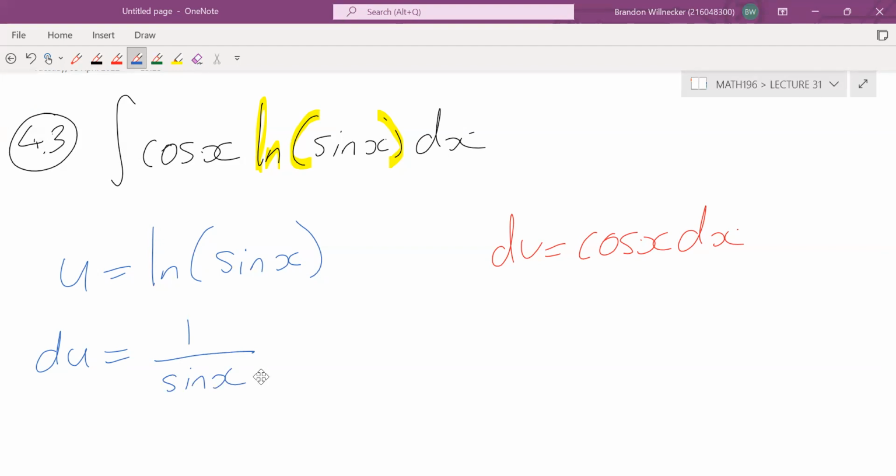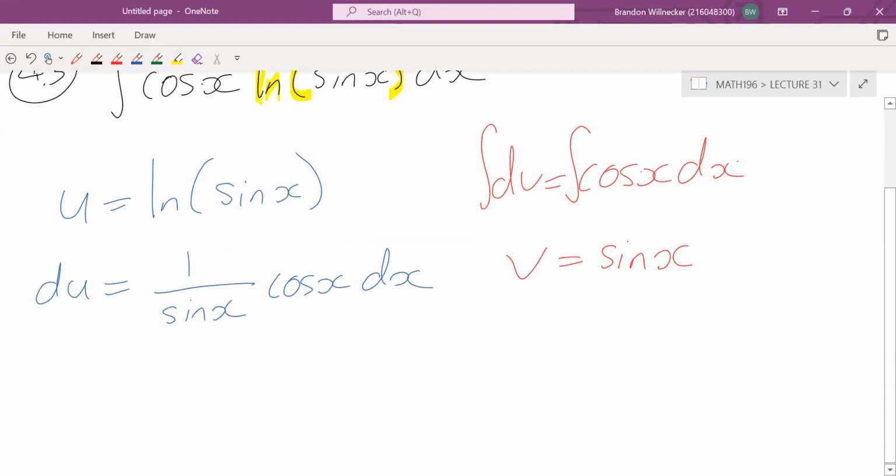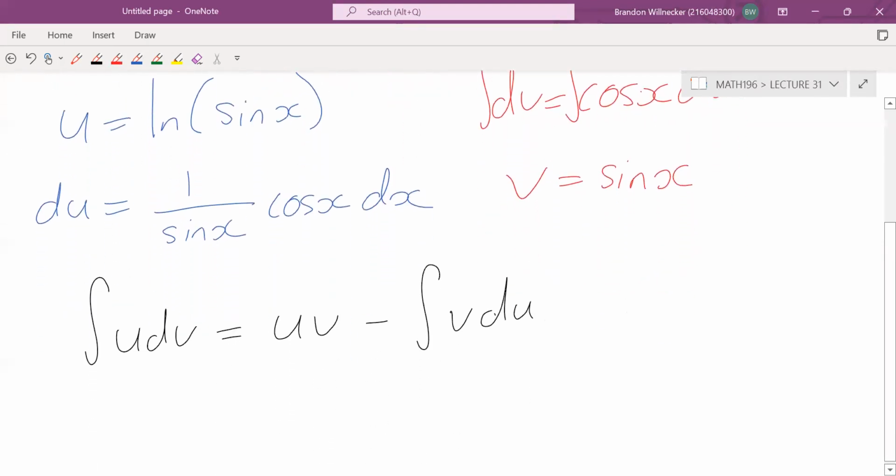The derivative of sine x is cos x. And then we need the dx. So this is the chain rule. Next we need to integrate dv to get v. That's easy to do, that's just sine x. So we've got everything we need: we've got u, we've got dv, we've got du, and we've got v. Now we just need our formula. That is the integral of u dv is equal to uv minus the integral of v du. And we've got everything we need to substitute.